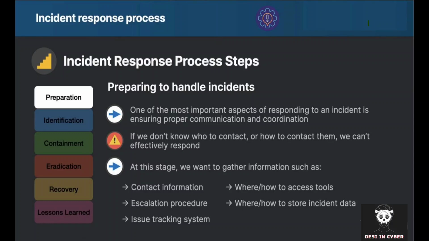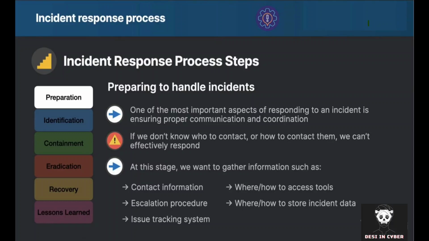What is the escalation procedure? Depending on the severity of the incident, you would want to know the proper escalation procedure. Which issue tracking system should you use? Having a centralized issue tracking system that the incident response team can use is important. Where and how can you access needed tools? As an example, which tools are you supposed to use for digital forensics? How can you access those tools?